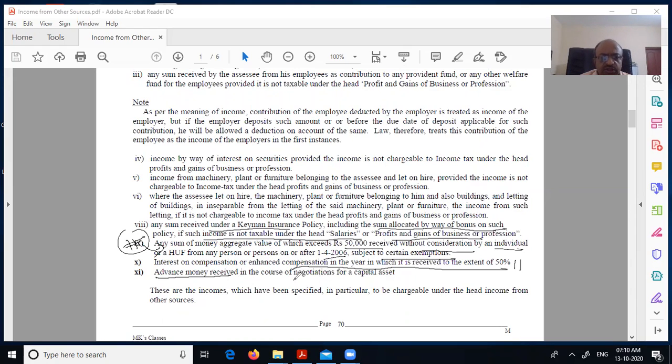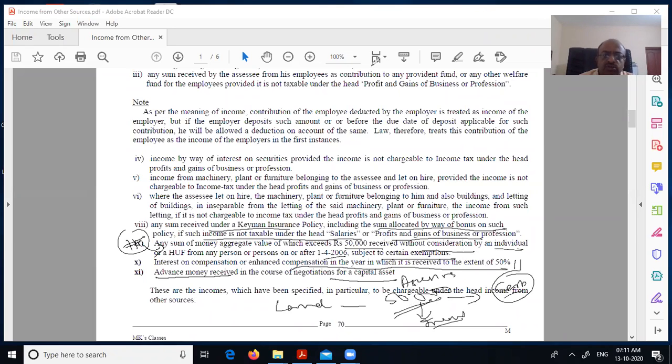In the course of negotiation, if you receive advance money, say you are going to sell a land or property, he has received 50,000 on agreement, but ultimately the sale did not take place. When that happens, this 50,000 will become income of this person because he is forfeiting it. Earlier, the law was it would be deducted from the cost later when he ultimately sells it to somebody.